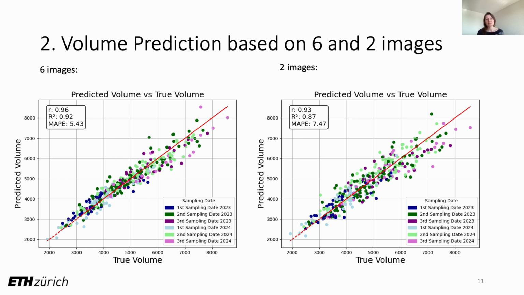And then we were wondering if it already works when we only use 2 images, because this makes it much easier when you want to take images of the wheat heads in the field. So we made the predictions for 2 images. We used the front view and the side view, and here we get a correlation which is a bit lower, 93%, and an error of 7.47, but the correlation is still higher and the error lower compared to our baseline approach.